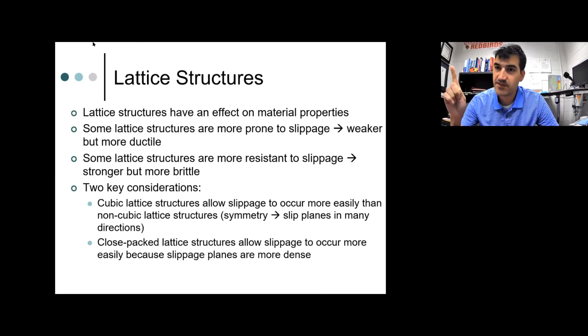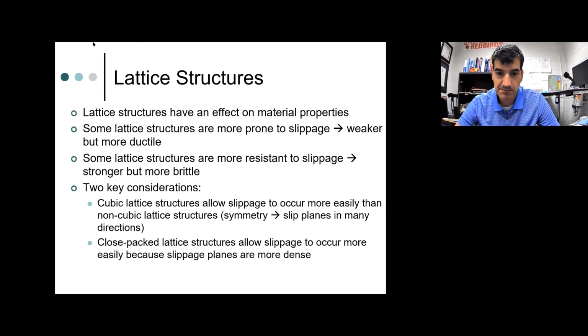Well, there's only one that wasn't cubic. That was the hexagonal. So what this first bullet point tells us is that the simple cubic and the face-centered cubic and the body-centered cubic tend to allow slippage to occur more easily because of symmetry than the hexagonal close packed. All right, so that's the first bullet point.